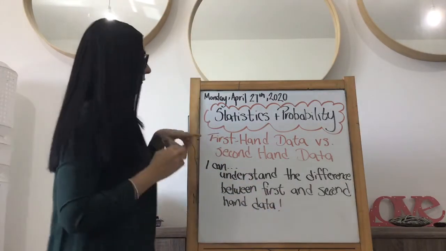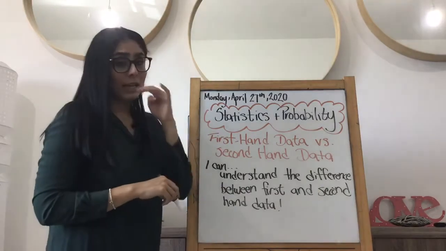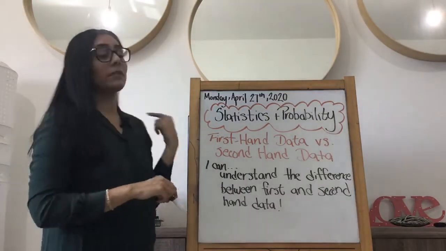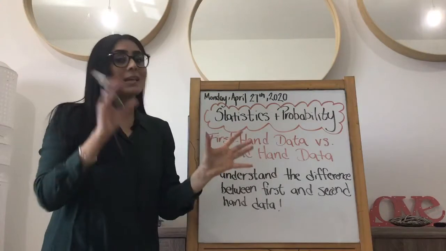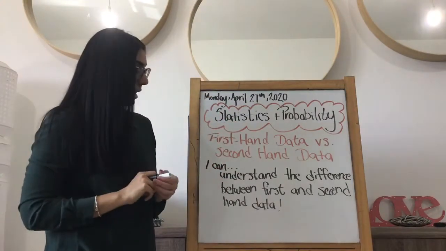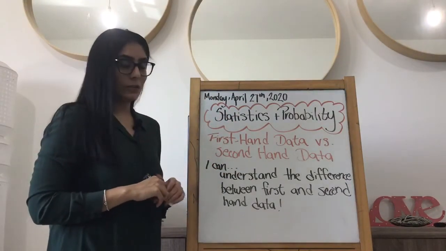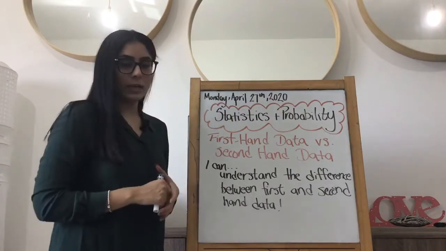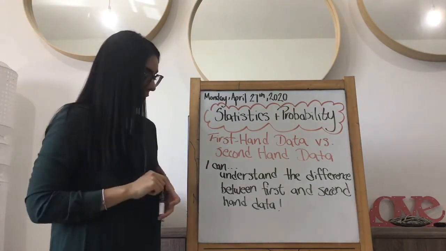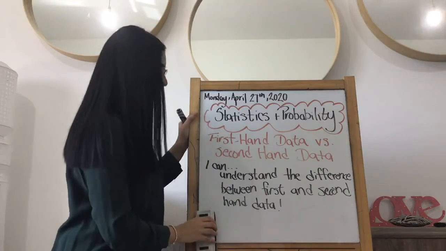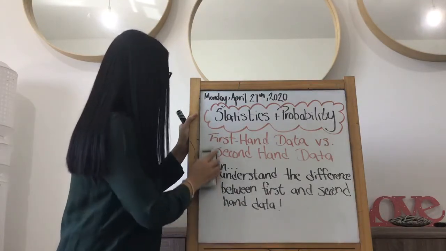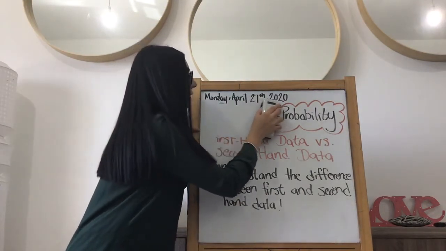Okay, so first-hand data versus second-hand data. Our I can statement is I can understand the difference between first and second-hand data. Please write that down and pause it if you need to. I'm going to erase it so we can look at each one of those very specifically. So pause the video right now if you want to and copy it down, and then let's look at each one of them separately.